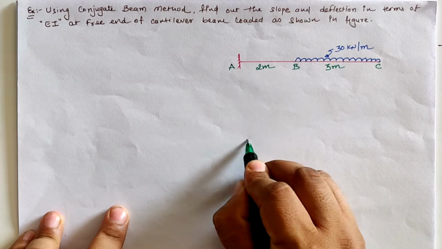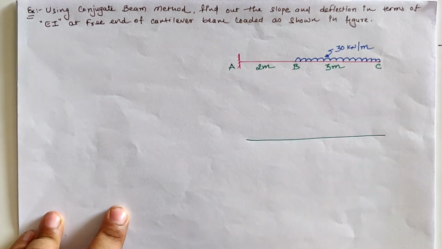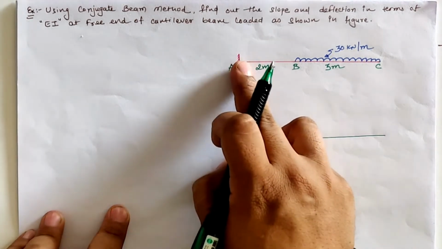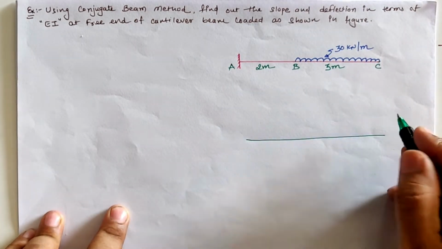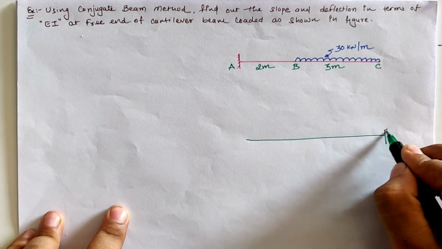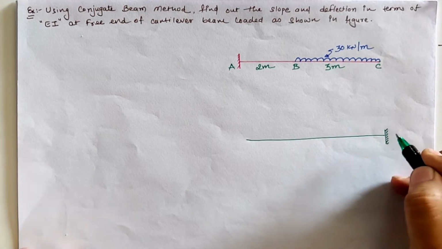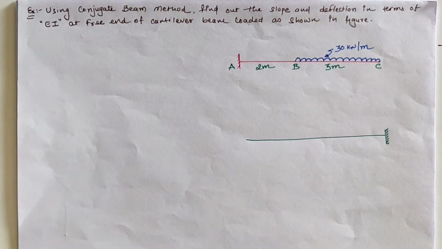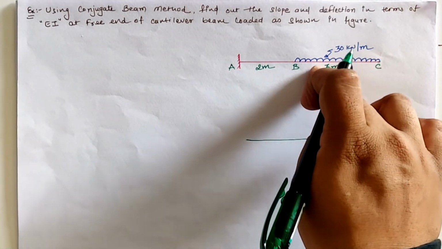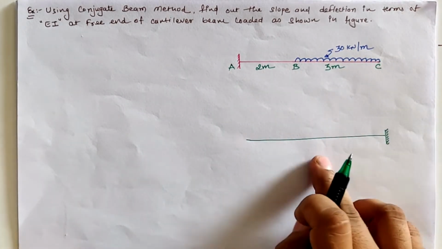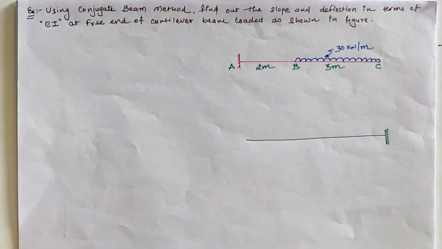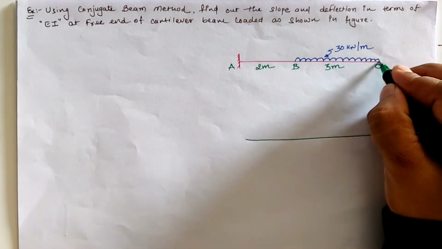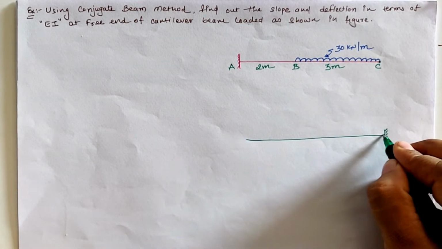Hence for the conjugate beam, our span length is as it is. Now the support condition is changed from fixed to free, and free becomes the fixed support. And the next change is the moment over EI diagram of the actual beam converts as a loading in the conjugate beam. So first we have to calculate the moment. So at location C, our moment is 0.